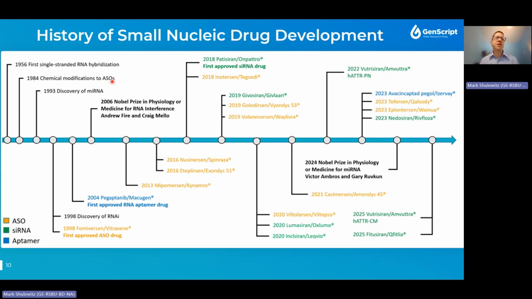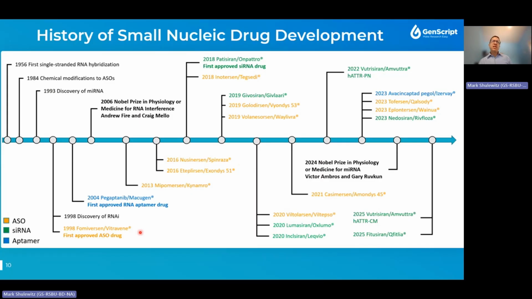modifications to antisense oligos, the discovery of microRNA in 1993, and the discovery of RNA interference in 1998. And these last two discoveries, microRNA and RNA interference, were awarded the Nobel Prize in Physiology or Medicine in 2006 for RNA interference and 2024 for microRNAs. The awarding of the Nobel Prizes illustrates the importance of this discovery, not only to understanding human biology, but also to their application to basic research as well as to therapeutic development.